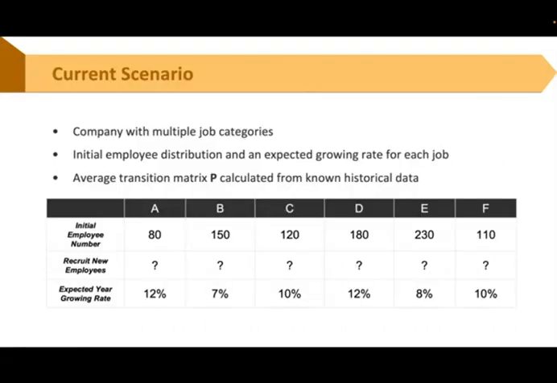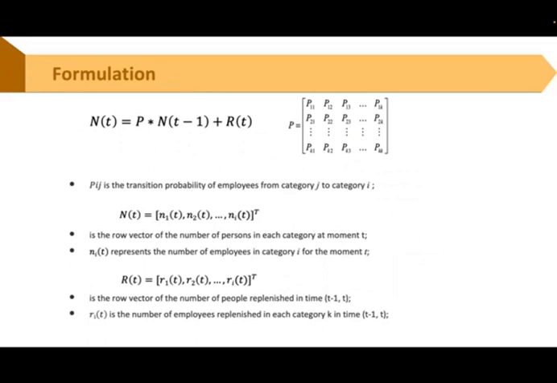We have used historical data to create an average transition matrix. This matrix is important in understanding and forecasting employee movements within the company. Here is a current scenario. Imagine a company with multiple job categories, each with its initial employee distribution, a projected growth rate, and the calculated average transition matrix. The challenge is managing these variables effectively. Move on to the next.